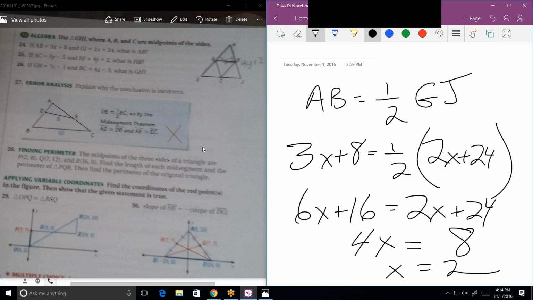Now, and then you have to plug that in. So 3 times 2, yeah, plus 8. So 6 plus 8 equals 14. That's what AB is, 14.